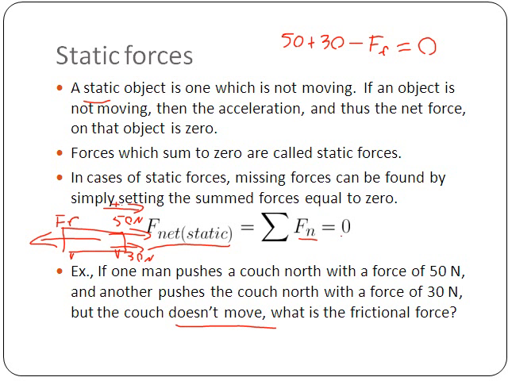And so if this is true, all we have to do is rearrange. Move the F_f to the other side, so the frictional force is going to equal 50 plus 30, which is 80 newtons. And so this must have a frictional force of 80 newtons in this case. So this is basically how you set things up in cases of static forces.